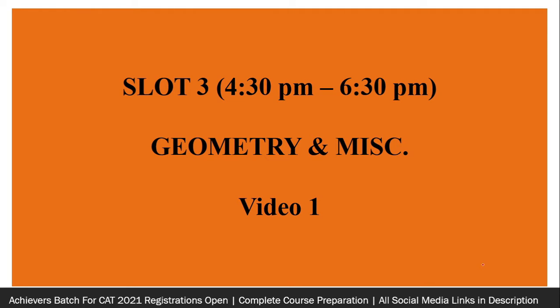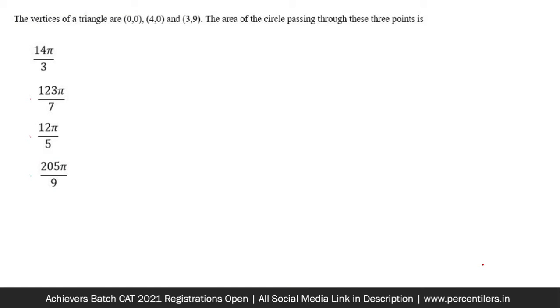This is a video containing questions from geometry and other miscellaneous questions from slot 3 of CAT 2020. Let us have a look at the questions. So this one is a question which is a mix of coordinate geometry and geometry. So we have coordinates of 3 points.